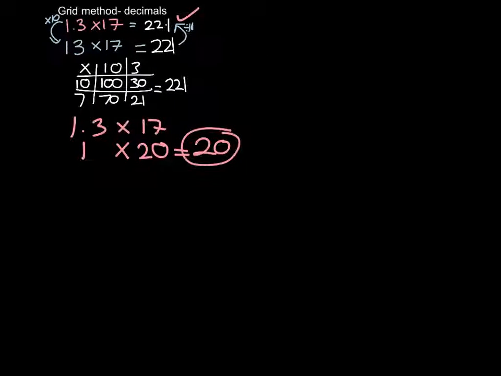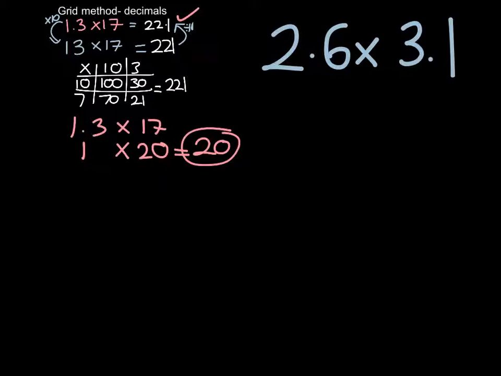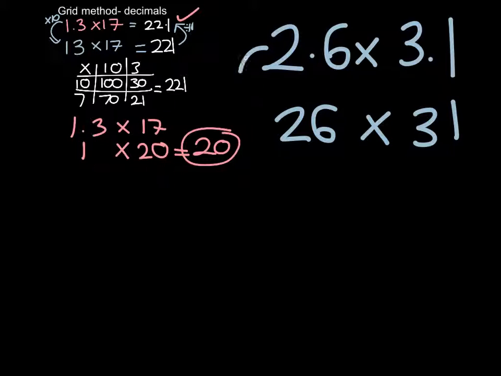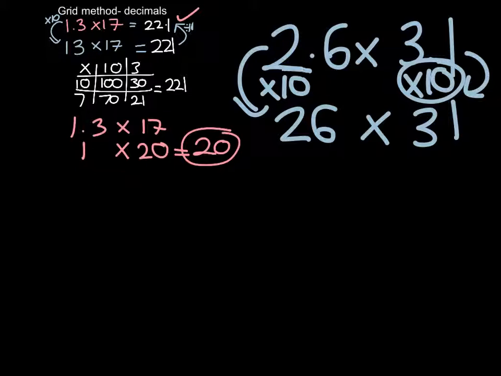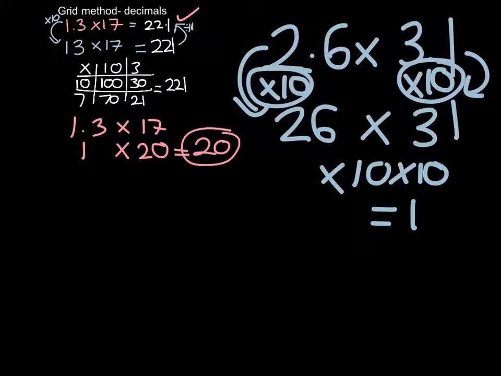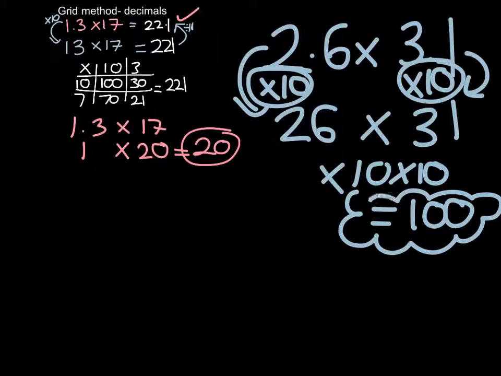You could be asked to do 2.6 times 3.1. Again, we don't know our 2.6 times table or our 3.1s, so we're going to call it 26 times 31 because we can work that out. 2.6 has been times by 10, and so has 3.1. So our whole question is times 10 times 10. Our whole question is in fact 100 times bigger. So at the end, I'm going to make a little note, we're going to have to undo that.